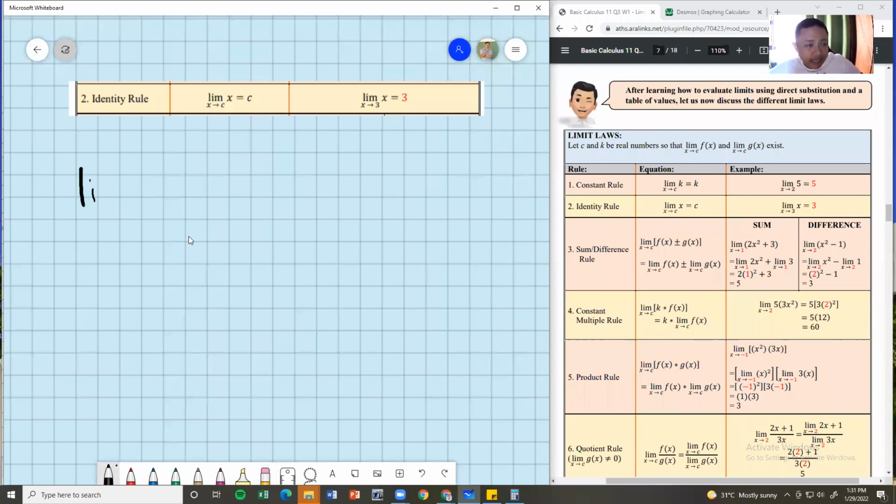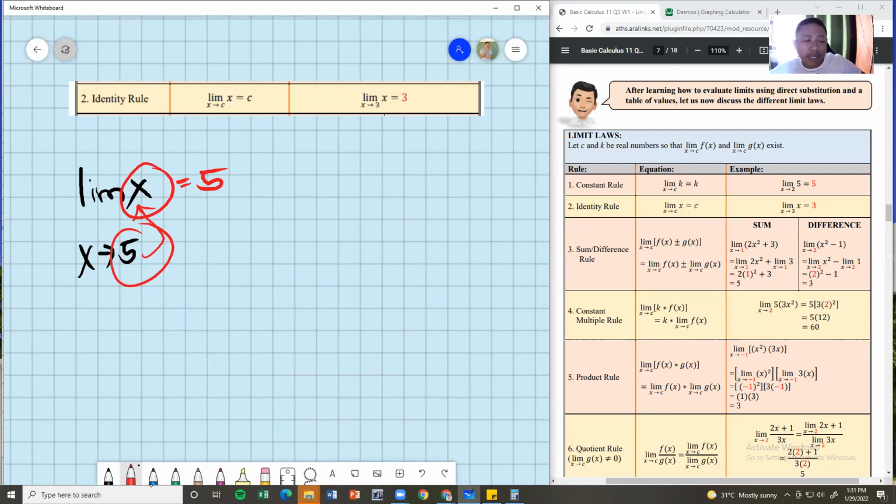For example, the limit of x as x approaches 5. Of course, if we are given this example, we will just do the direct substitution. And when we substitute, this will be equal to 5. Can you follow? So in simple words, when your function is only x, automatically, whatever your x is approaching, that's your answer.